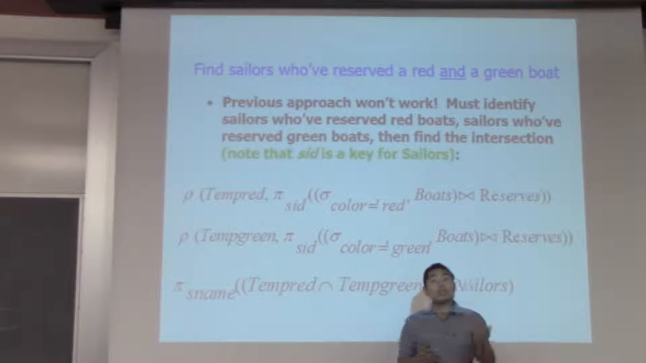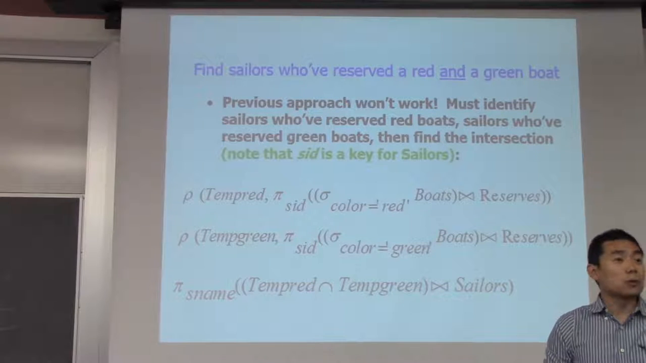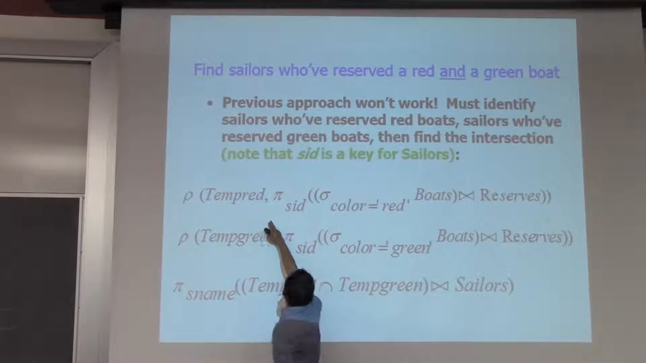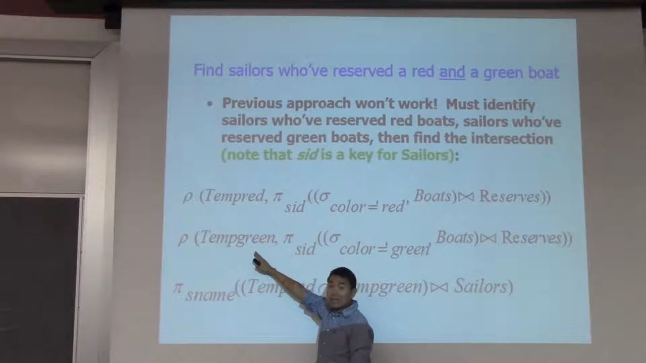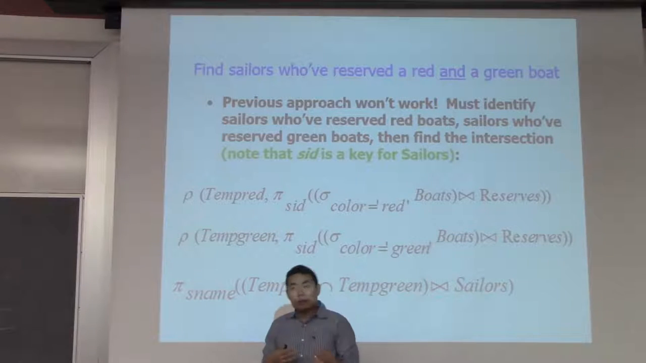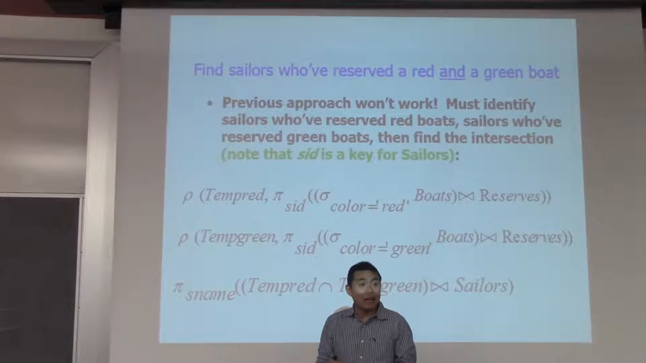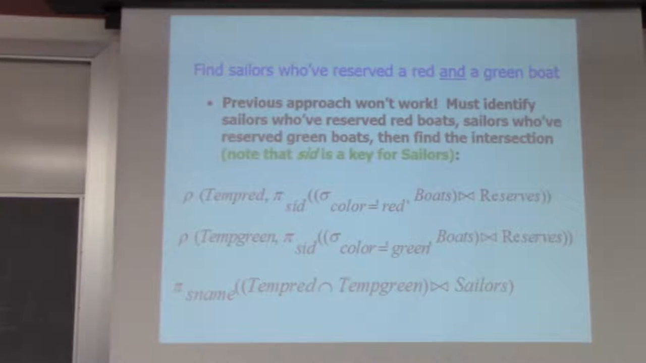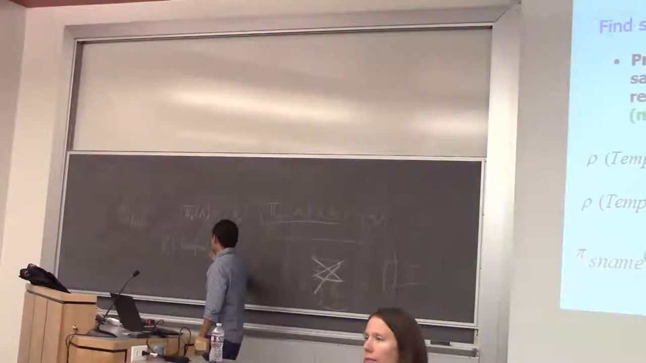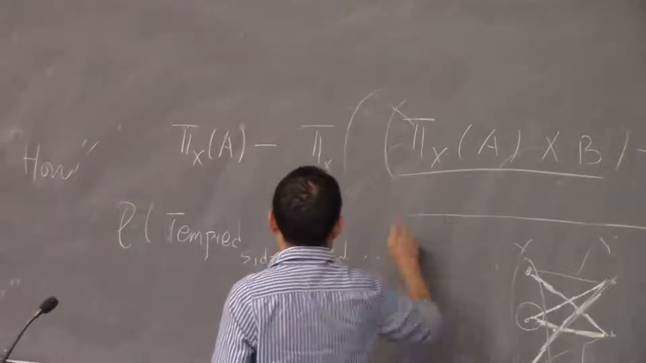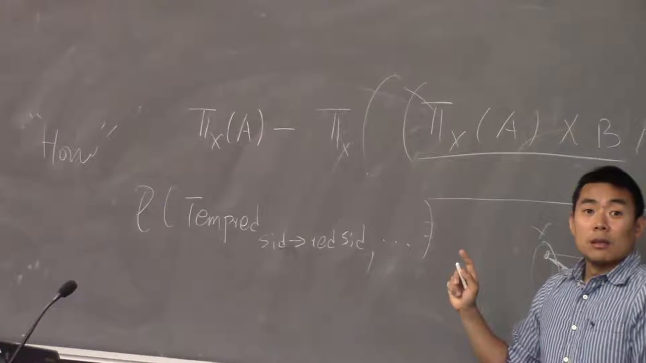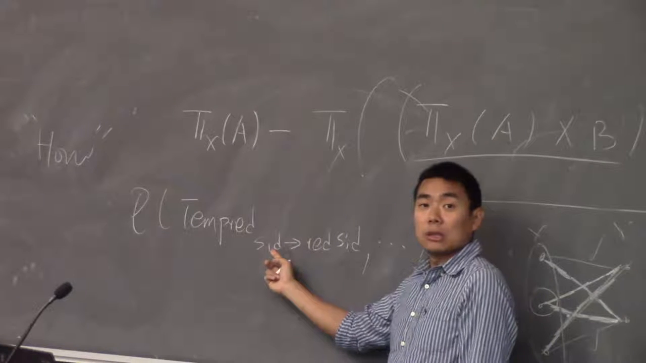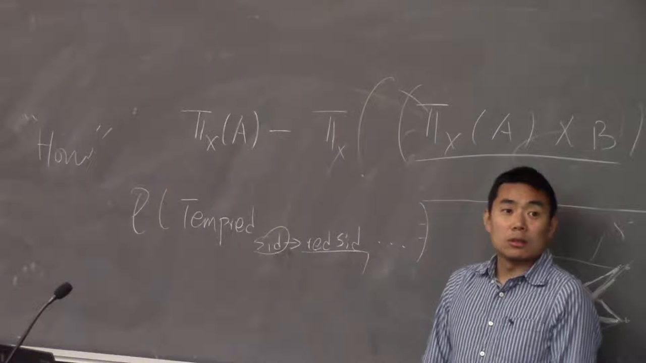You follow me? And in addition to that, you can rename individual attributes in the output as well. So if you do this, what do you get in the end? Temp1 is the sailor IDs who reserved a red boat. Temp2 is the sailor IDs who reserved a green boat. But you may argue there might be a confusion here. Both attributes are sailor ID. I don't like that. I want to be really clear what I mean by those sailor IDs. So what you can do is rename them into, for example, Temp1 with a subscript SID to red SID. You follow me? This will rename the output to this and the attribute in the output that matches this to this name. Okay?